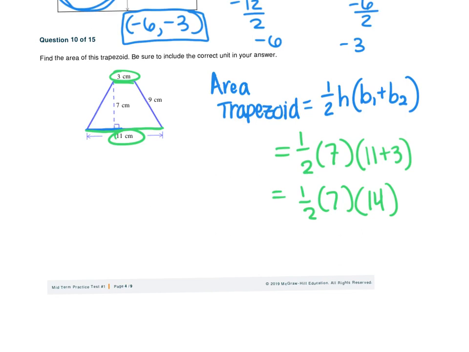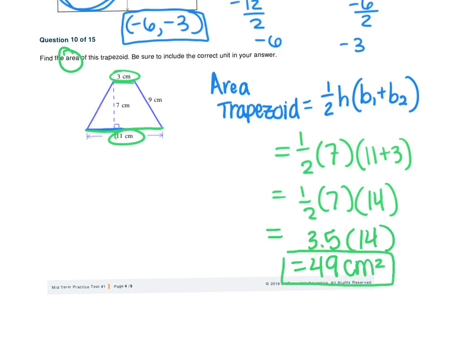So then now when I'm simplifying, half of 7 is 3.5 times 14. And if I can just do this on my calculator, I get 49 as my final answer. And since we're looking for area, this is going to be centimeters squared. Be careful on that formula. So you should get 49 centimeters squared.